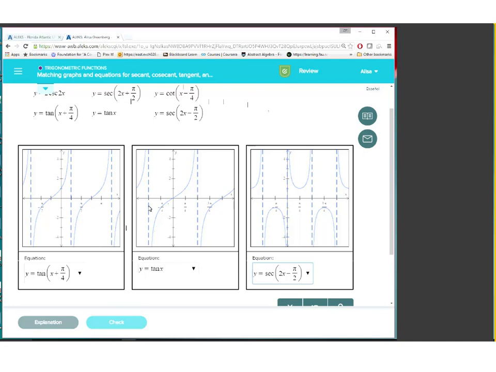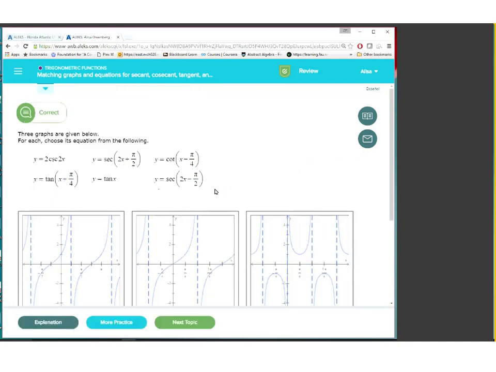Okay, so write down this: secant 2x minus pi over 2. We got them all right. Okay, I'm going to go back to the whiteboard unless you have anything you want me to do here for the moment.